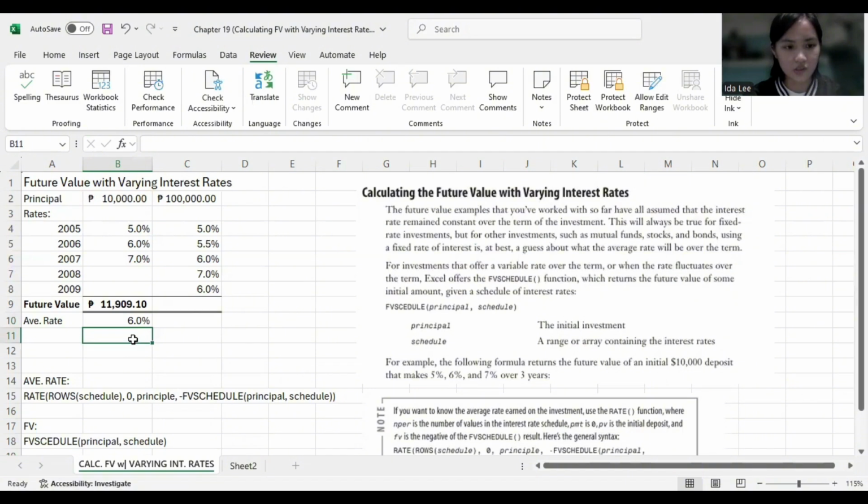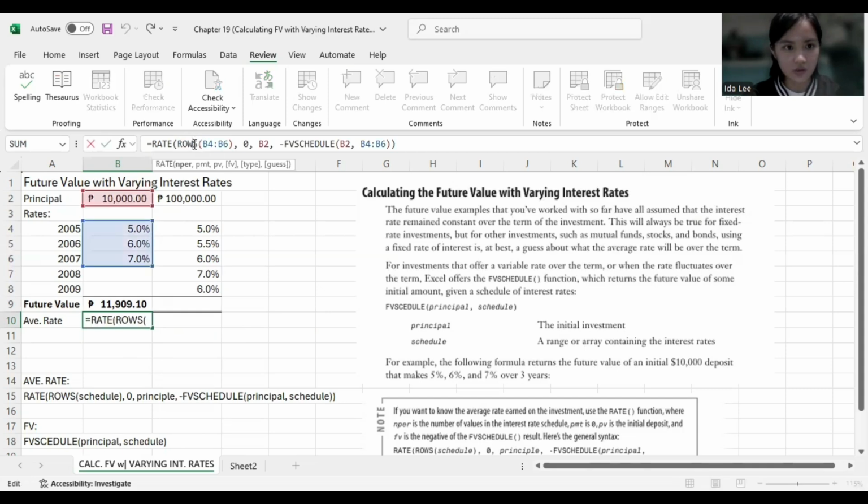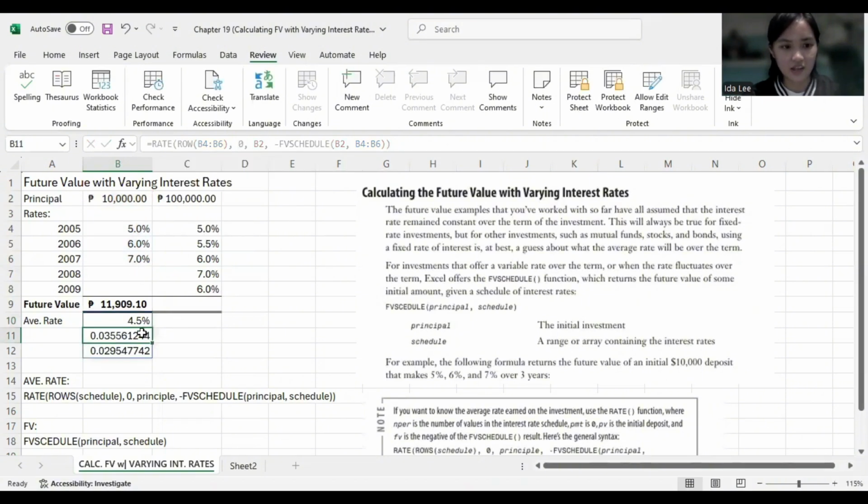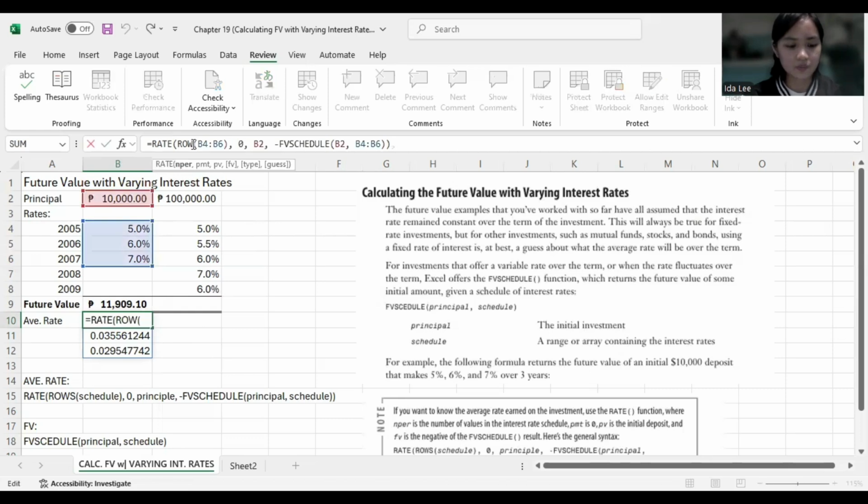and you have 6%. Be careful when you're trying to type in, especially in this part, the ROWS. If you're just going to type in as ROW, it will show a different result, which is basically like that. It's better to type in ROWS instead.